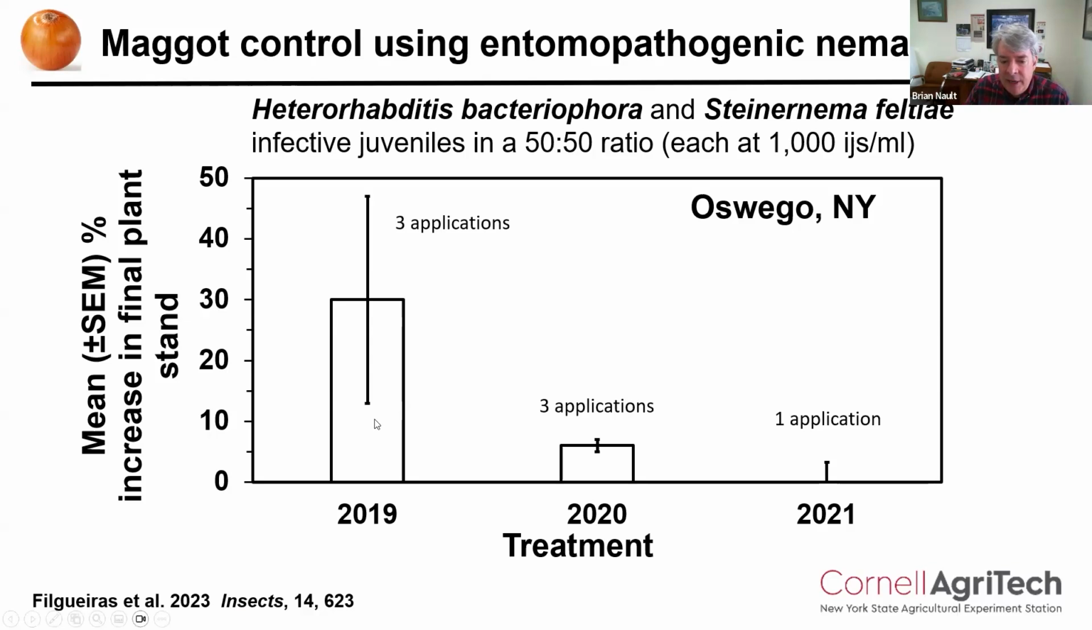And then at the end of the season, right before harvest, we counted the number of onions remaining in plots that received the nematodes versus those that didn't. And these all had seed treatments, by the way. So they had insecticides on them. So this supplemented insecticide applications. And we see in 2019, we had about a 30% increase in final plant stand where the nematodes were applied versus where they weren't. So we were pretty optimistic.